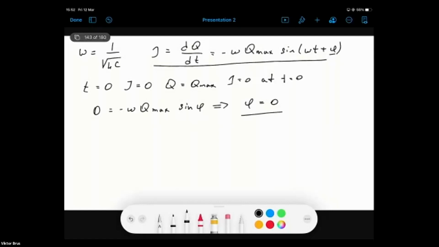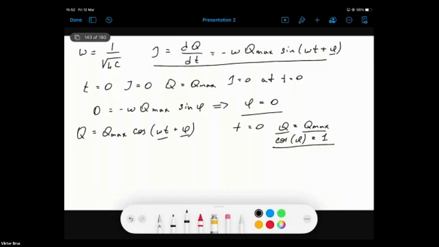So this condition also satisfies the equation for the charge, because we have Q is equal to Q maximum times cosine of omega t plus phi. We know that at t equals 0, Q is equal to Q maximum, which means that phi should be 0 in order to get cosine phi equal to unity. Then the charge will be equal to Q maximum. So this condition satisfies both equations.